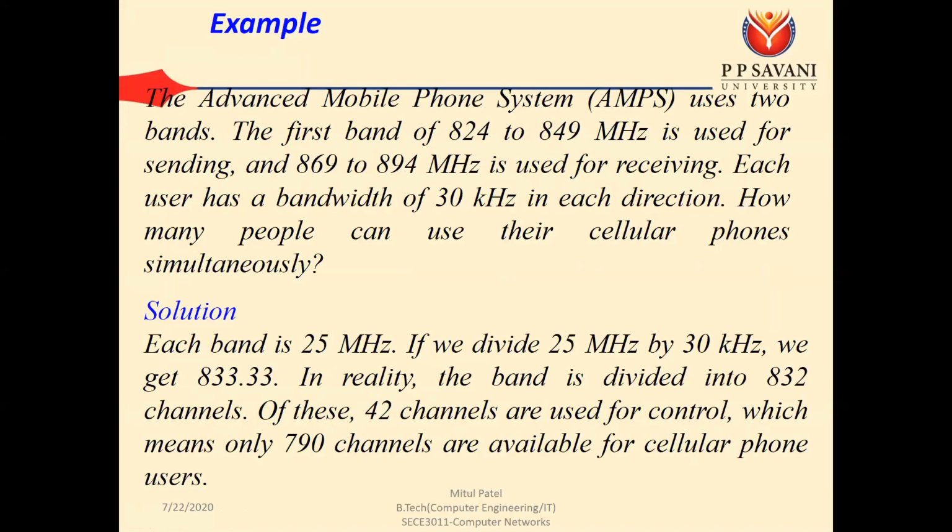Like in our cellular phone, 25 megahertz is allocated for sending and 25 megahertz is allocated for receiving, and for each user 30 kilohertz is allocated. By performing this calculation, we found that for sending the total possible channels are 832, of which 42 channels are used for control. That's why 790 channels are used for sending. So at a time, 790 channels can be used for sending, and the same 790 channels can be used for receiving.